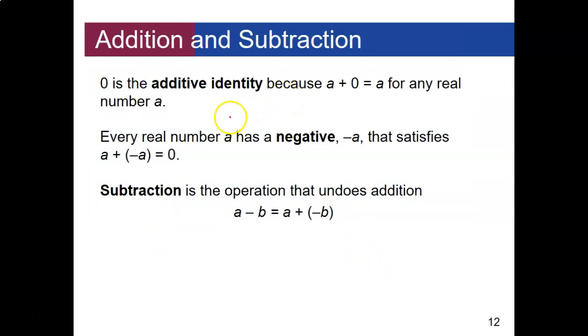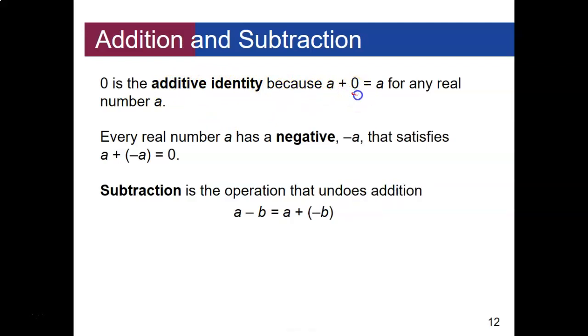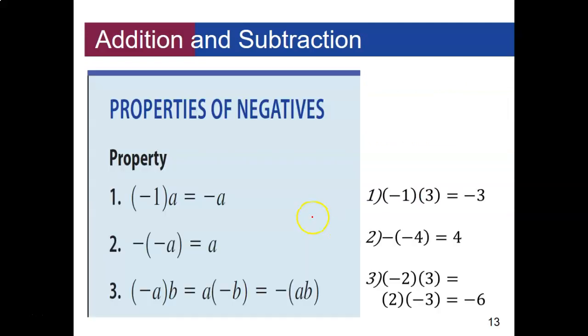Okay. A couple other properties. The additive identity basically just says if we add 0 to something, then we're going to keep what we started with. Every real number has a negative. So if we add a number and its negative, we're going to get 0. And subtraction, we know, basically undoes addition. So a minus b is the same thing as a plus a negative b.